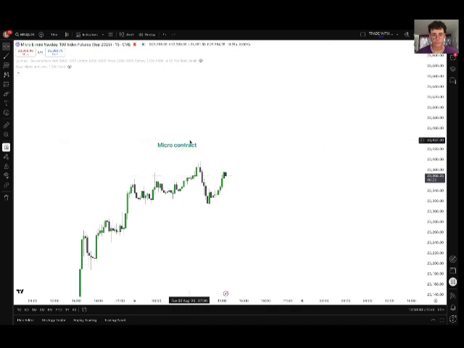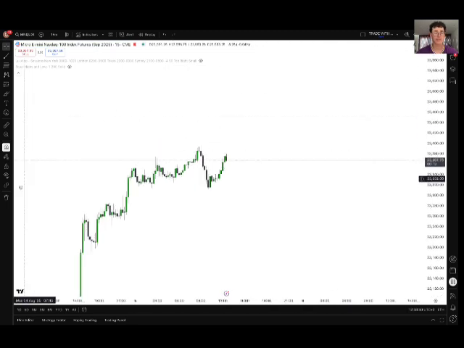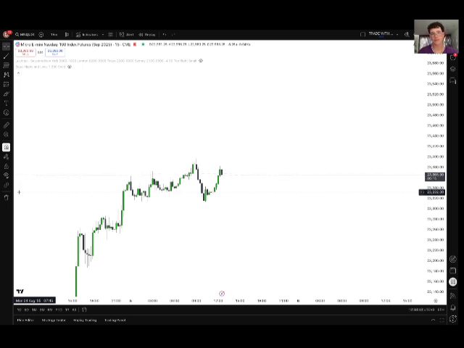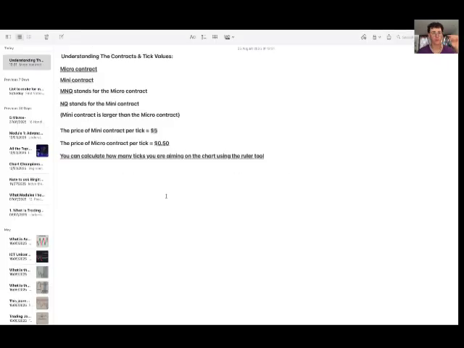Now, let's go back to the notes so I can explain the tick values for the micro contract and for the mini contract. Okay, back on the notes. So now we already explained what the micro contract and the mini contract are, and that the mini contract is larger than the micro contract. Since these two contracts have sizes and tick values, I will be explaining the price for a micro contract per tick and the price for a mini contract per tick.